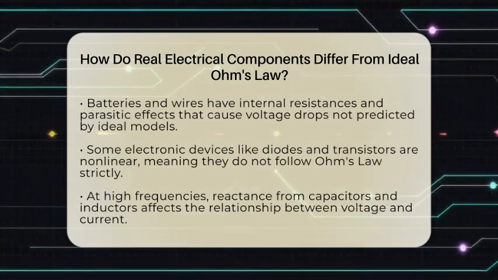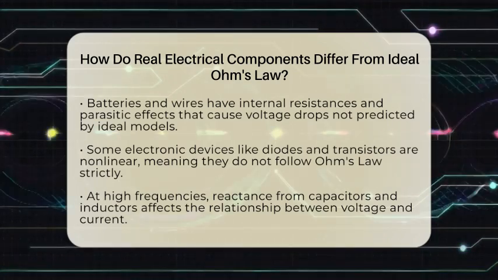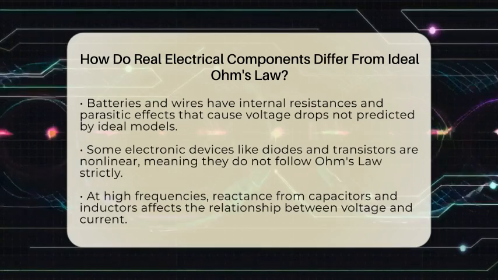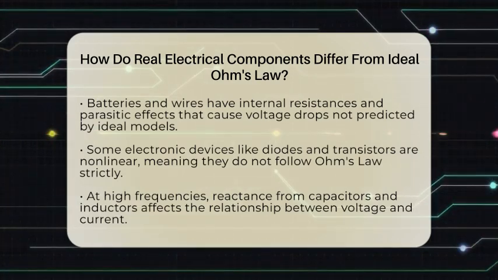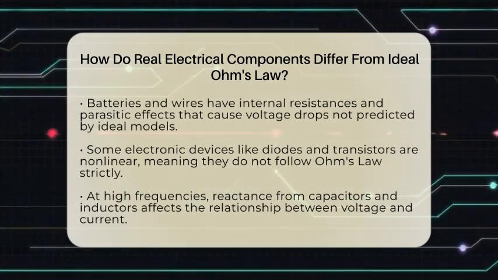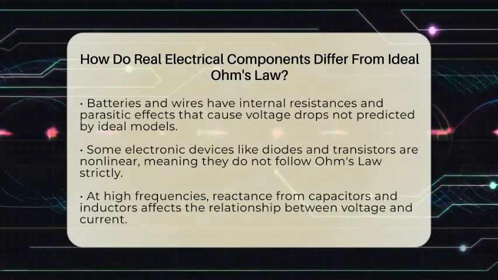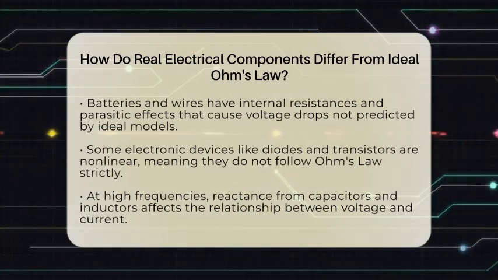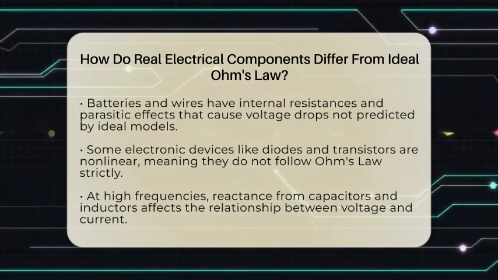Next, real components like batteries and wires have internal resistances and other parasitic effects. A battery, for instance, has internal chemical resistance. This internal resistance causes some voltage to be lost inside the battery itself, so the voltage you measure outside is less than what the battery actually provides. Wires also have tiny amounts of resistance, which can add up in long circuits and cause voltage drops that don't match the ideal calculations.